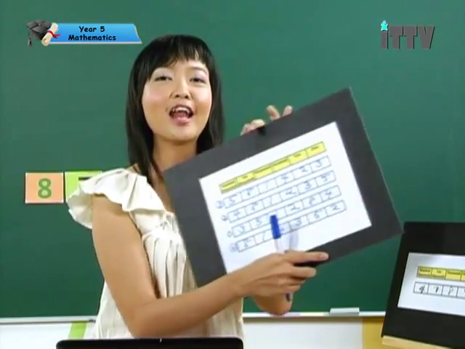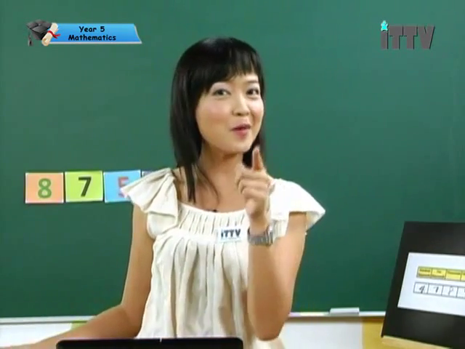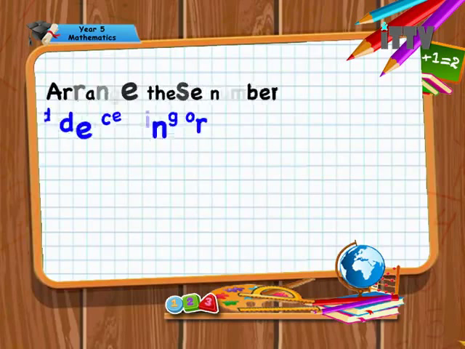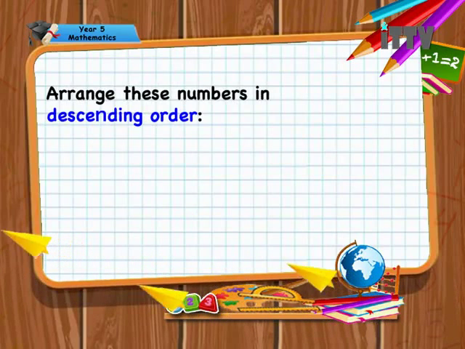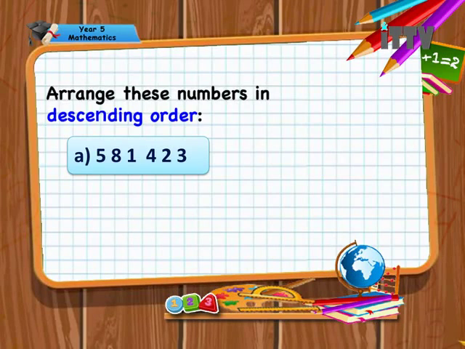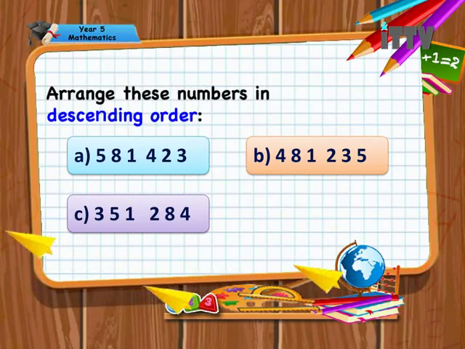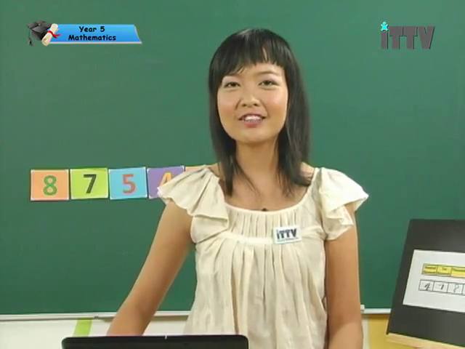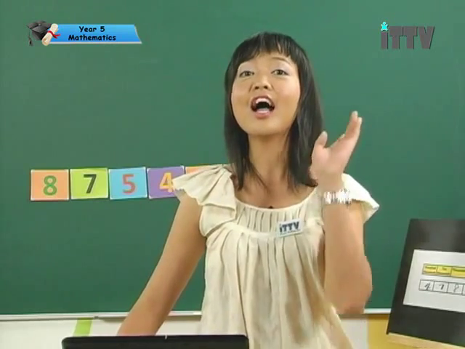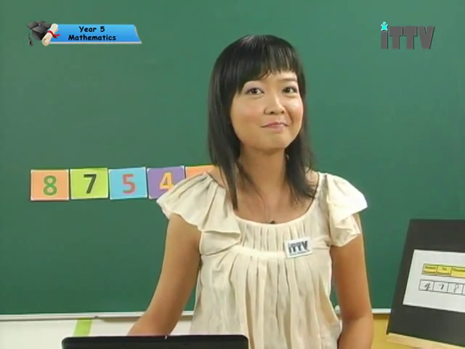Okay, now here's the homework for you. I will give you the numbers again, and I want you to arrange them according to the descending order. Okay, you got your pen and paper ready? Now quickly copy down these numbers. A, 581423. B, 481235. C, 351284. D, 814352. Gotten that down? Your work is to arrange them not in the ascending order, but in the descending order. Okay? Again, we will check the answer in the next lesson.